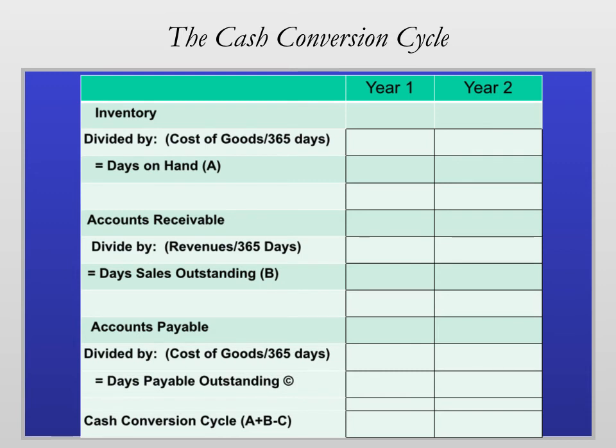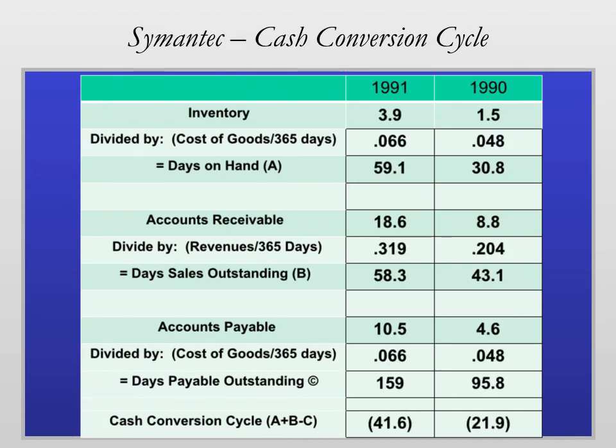And that's what the cash conversion cycle is, which is simply taking inventory days on hand plus the days sales outstanding minus the days payable outstanding. They give us a net number of days it's taking for the company to convert a dollar, or whatever currency they have, into cash. So when we look at Symantec's numbers, 1991 and 1990, you can see that days on hand inventory increased from 30.8 days to 59.1. The days sales outstanding, item B in the middle, increased from 43 days to 58 days.